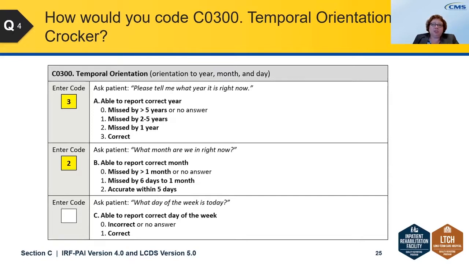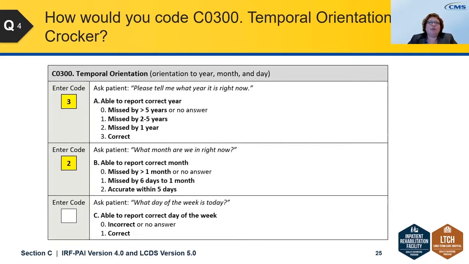Now, again, let's finish the coding by completing C0300C, and then we'll review the rationale for the responses here. So how would you code C0300C? Able to report the correct day of the week for Mr. Crocker. Is it code 0, incorrect or no answer, or is it 1, correct?